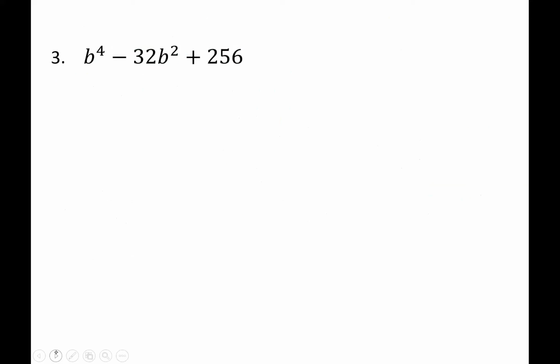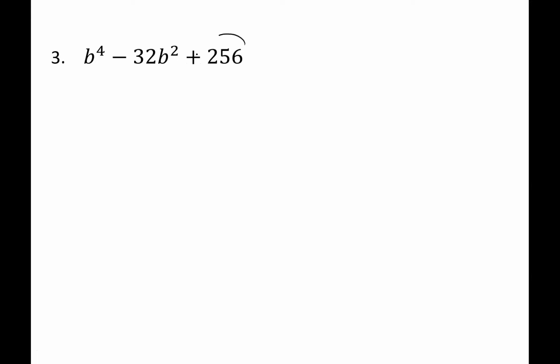Okay, number 3, b to the 4th minus 32b squared plus 256. Oh boy, okay, so what do we do? All right, I'm hoping for a GCF. There is no GCF here. I can't do GCF. Okay, can we do grouping? No, because there's only 3 terms.